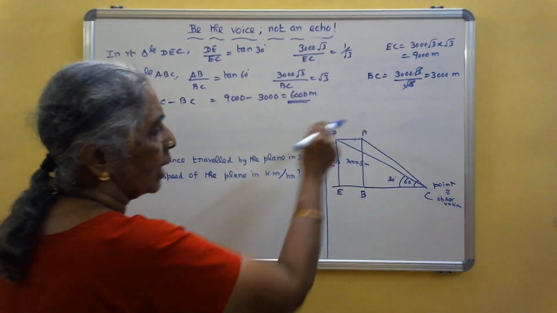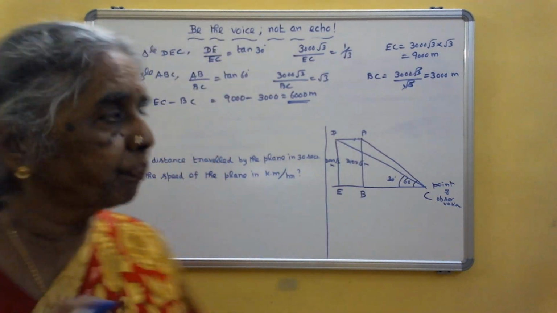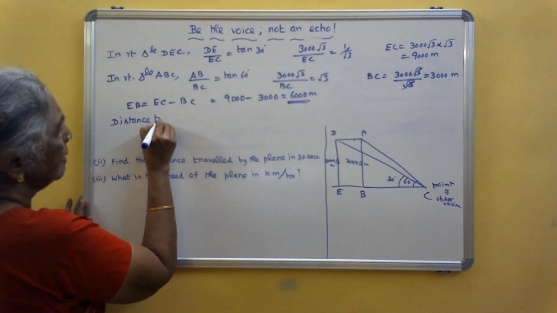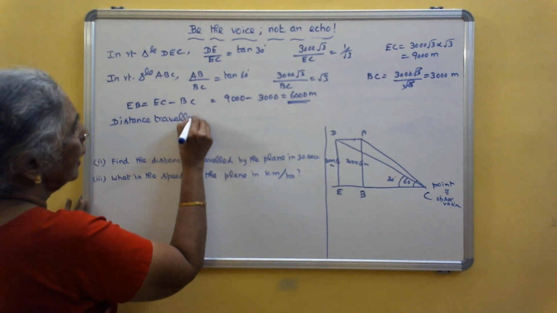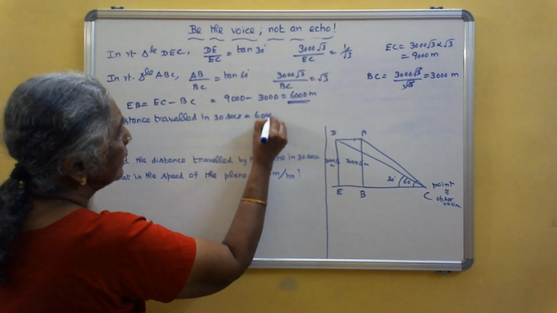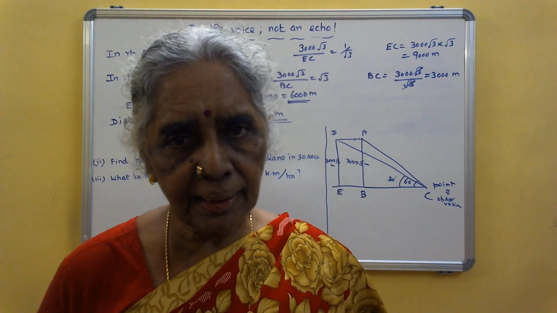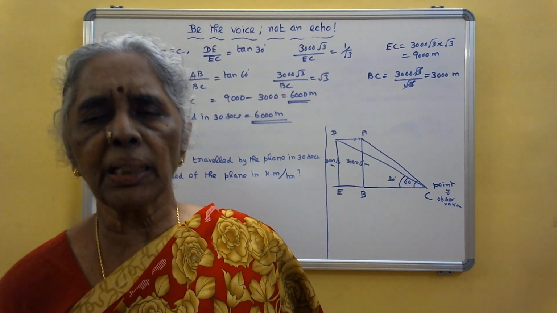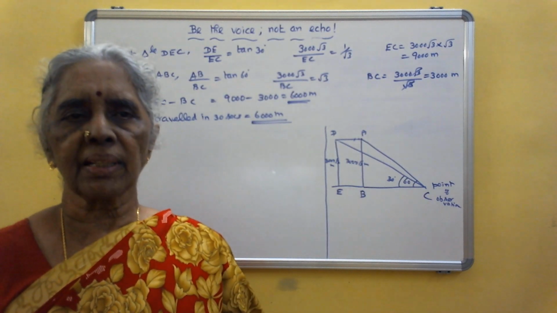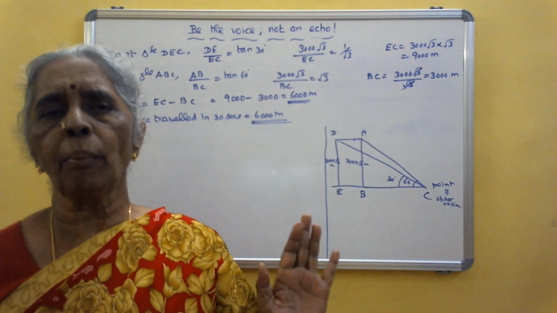If this is 6000, automatically DA is also 6000 meters. So the distance traveled in 30 seconds is equal to 6000 meters. So the second subdivision we have finished. Is that clear to you? Now we will move on to the third subdivision. Third subdivision is: find the speed of the plane in kilometers per hour.